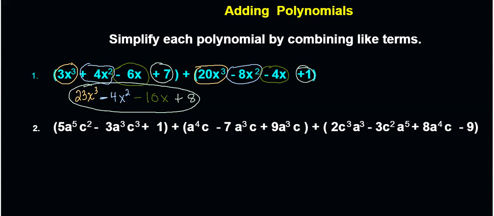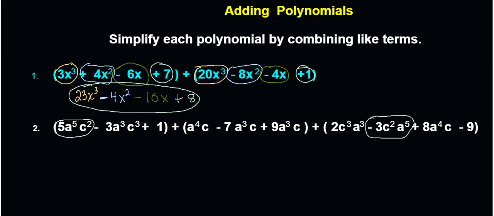All right. On the next problem, man, we've got a lot of letters and different exponents and lots of numbers going on here. So we've got to be really careful. It's not that it's hard. You just have to pay attention to detail. So let's look at the a to the 5th c squared first. Are there any other a to the 5th c squareds? If I come down here, I have one.